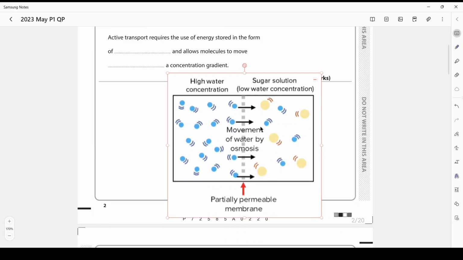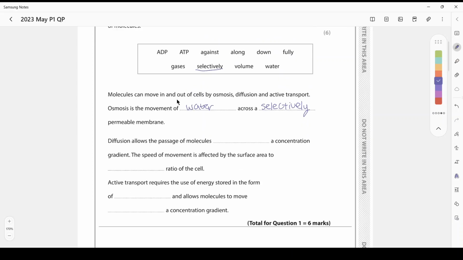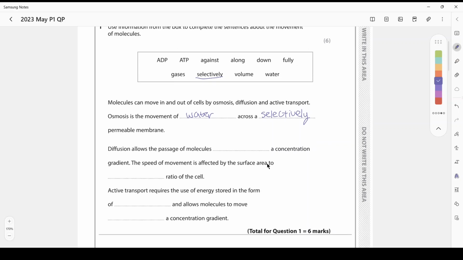All right, let's remove this. And let's talk about diffusion. So diffusion allows the passage of molecules. And then the next part says something, a concentration gradient. So it's going to be either against or down a concentration gradient. In this case, diffusion is going down the concentration gradient. So what that means is you're going from a region of high concentration to a region of low concentration. You could kind of think about it as rolling something down a hill.